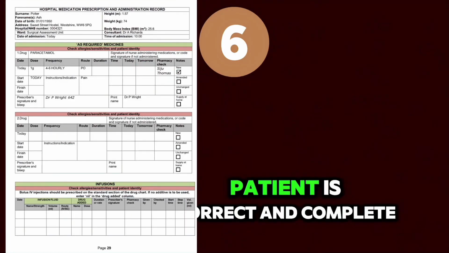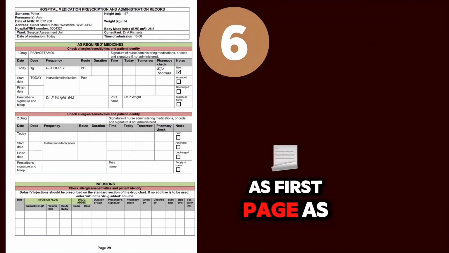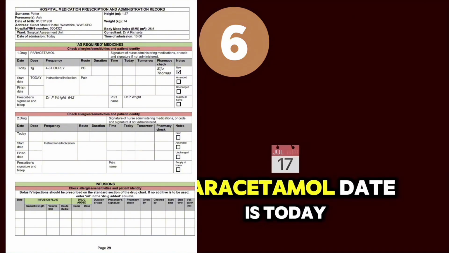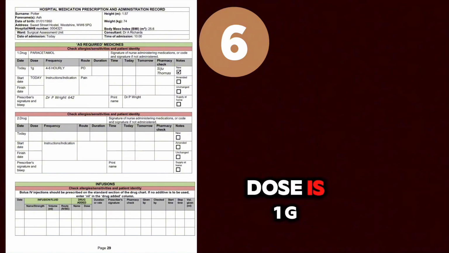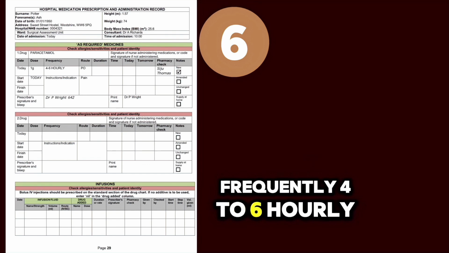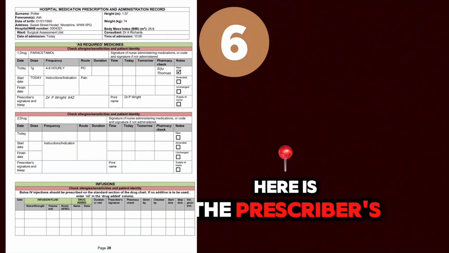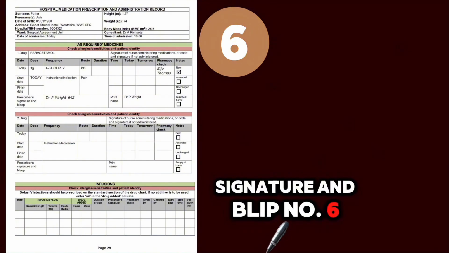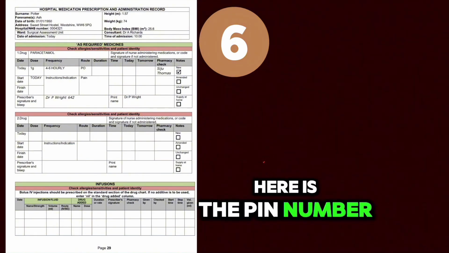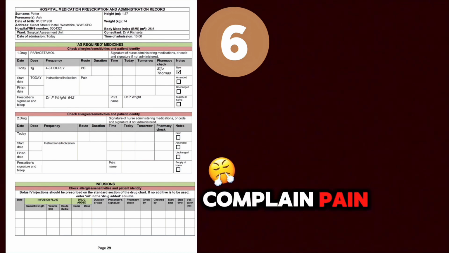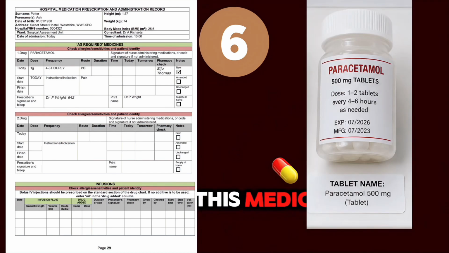The information of the patient is correct and complete as on the first page. As required medicine, drug is paracetamol. Date is today. Dose is 1 gram. Frequency 4 to 6 hourly. Route is oral. Started today. Here is the prescriber's signature and bleep number 642. Here is the printed name, Dr. P. Wright. While assessing, the patient complained of pain, so I'm going to prepare this medication.